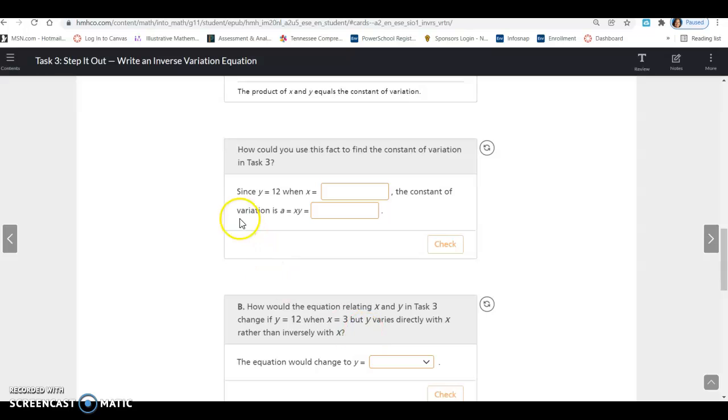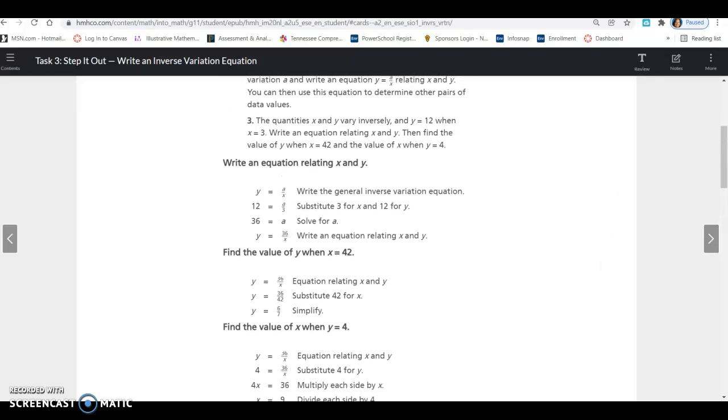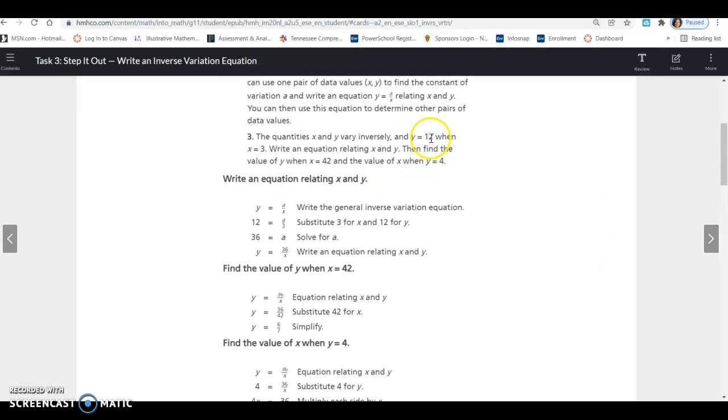How could you use this fact to find the constant of variation in task 3? Since y equals 12 when x equals 3, the constant of variation a equals x times y, or 36. And if you look back up here, that was just our given information again. They gave us y is 12 and x is 3. That was what we started with in the very beginning.